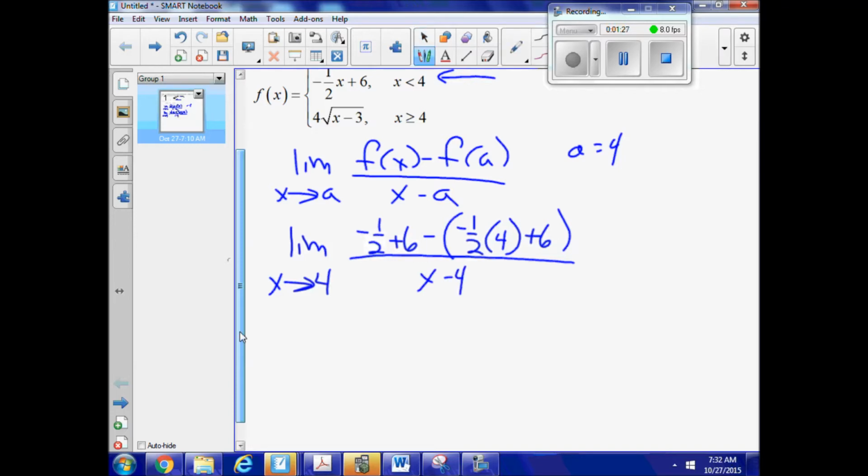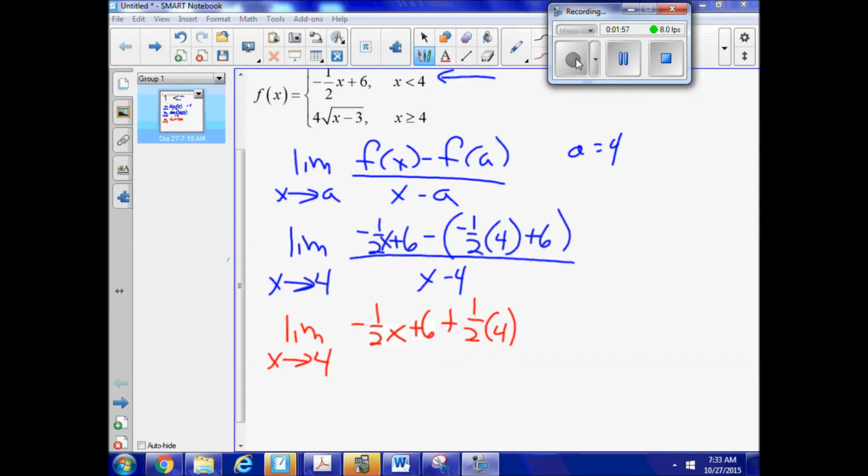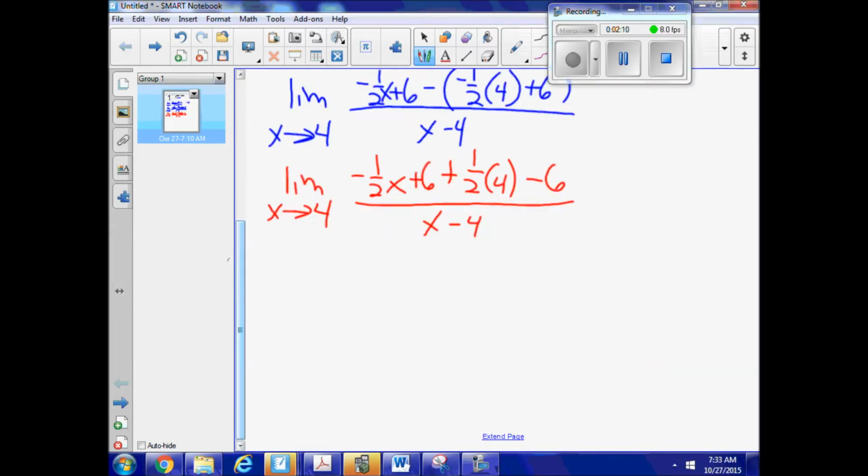So let's work on this a little bit. But before we work on it, I forgot my x right there. Sorry. Keep going. The limit as x approaches 4 of negative 1/2 x plus 6 minus, well, let's actually make this a plus now. So I'm going to leave it as 1/2 times 4, and you'll see why in a minute. You don't have to, you could make it 2, but it'll be a little bit easier this way. Minus 6, all divided by x minus 4. Maybe we'll come back to that arithmetic point in just a minute.